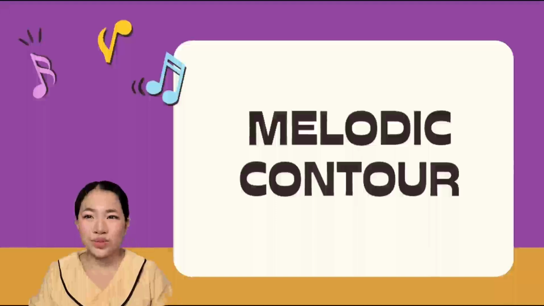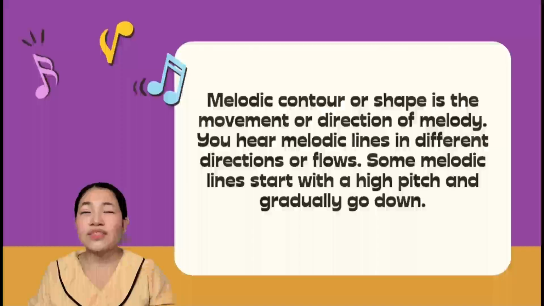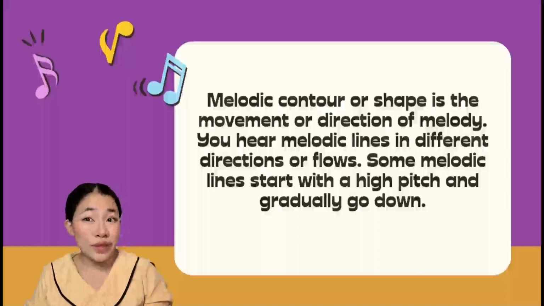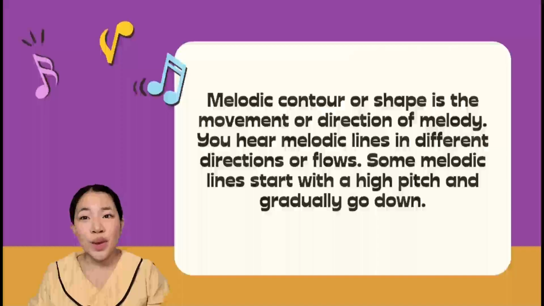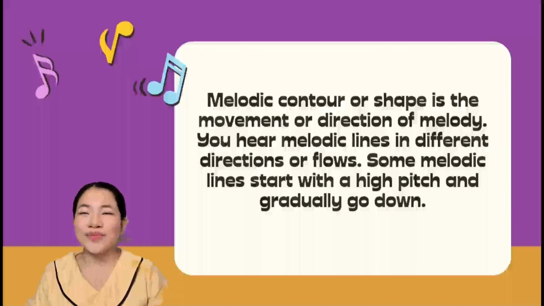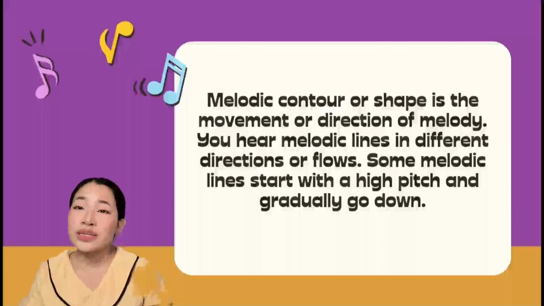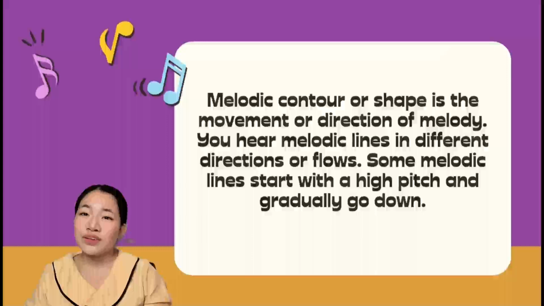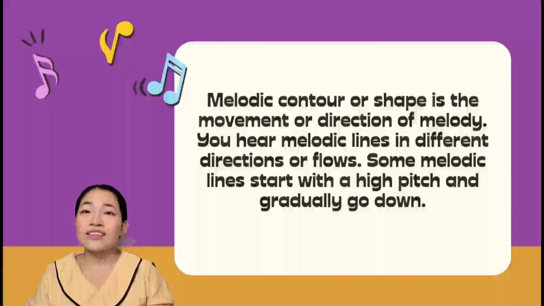Okay. So now that we already refreshed your minds all about pitch names, we will now move on to melodic contour. So what is a melodic contour? Melodic contour or shape is the movement or direction of melody. You hear melodic lines in different directions or flows. Some melodic lines start with a high pitch and gradually go down. So melodic contour is the flow of melody that the singer will sing or musicians will play.